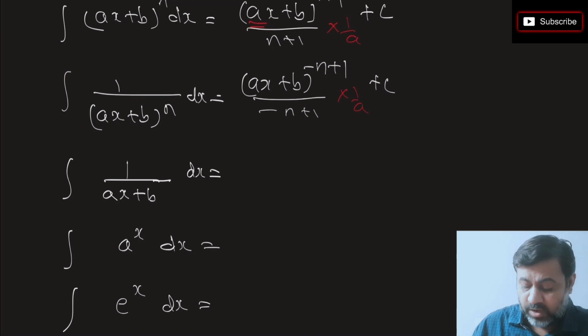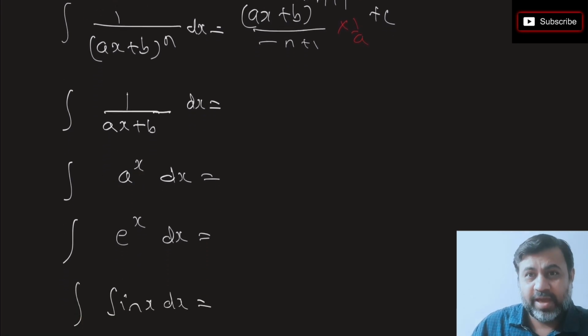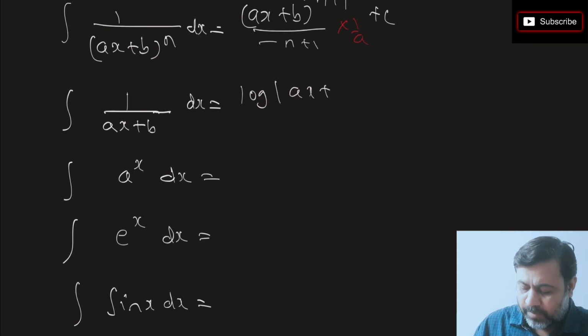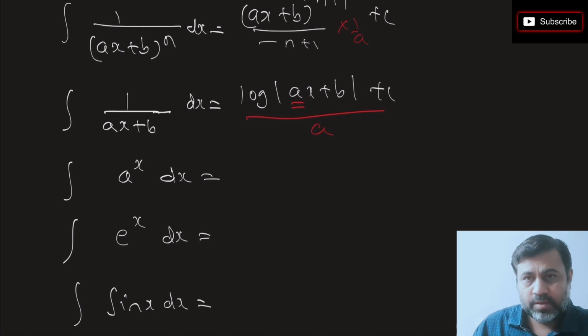Next thing is 1 by ax plus b. As we have discussed, integration of 1 by x is log x. Here also it will be log, so it will be log of mod ax plus b plus c. And now you need to understand that the coefficient of x is a, so don't forget to divide by a.